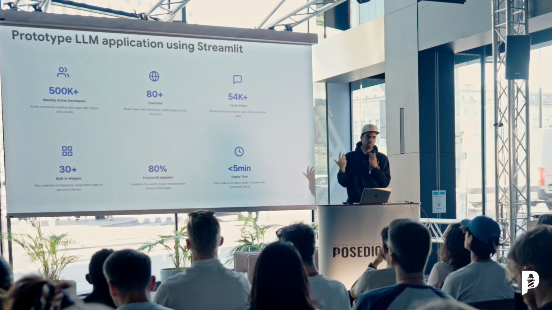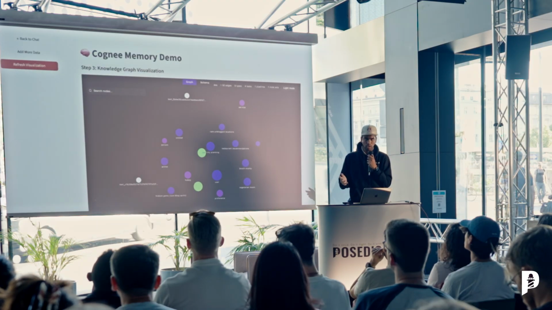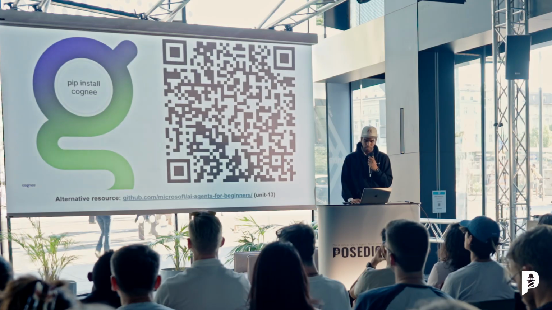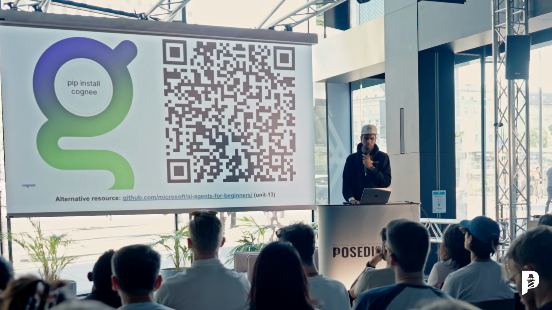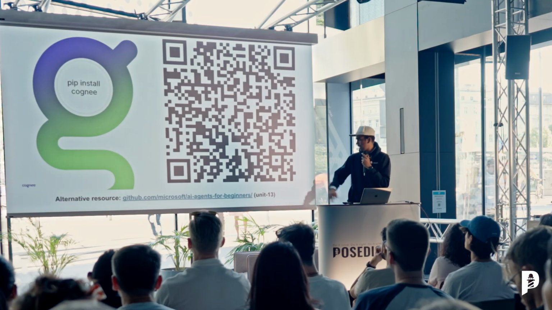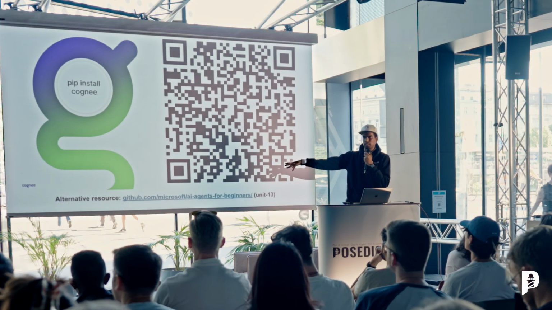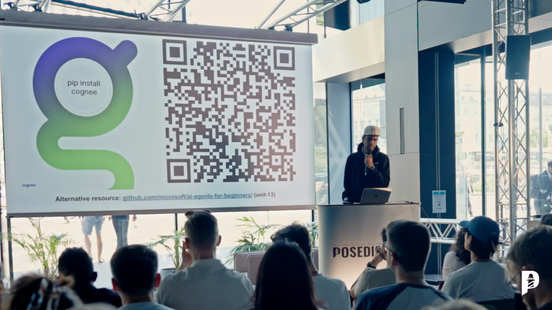There are so many apps which are developed with Streamlit, and we will be using Streamlit as well. And this is how the UI looks, which we'll get to in the demo part. And talking about the code, we'll be using Cognee, so you can quickly check out this QR code. And as an alternative resource, you can also check out Microsoft's GitHub repository, AI Agents for Beginners. In the 13th chapter, you learn more about Cognee.